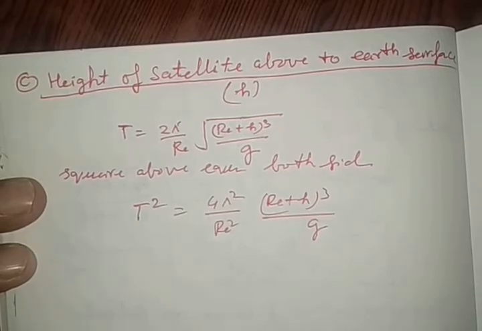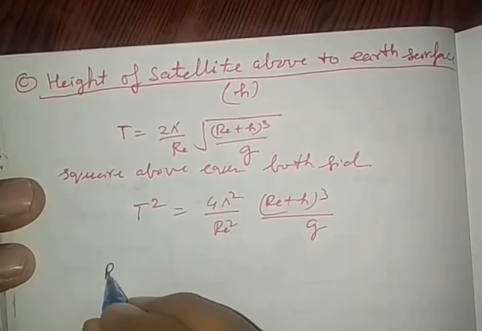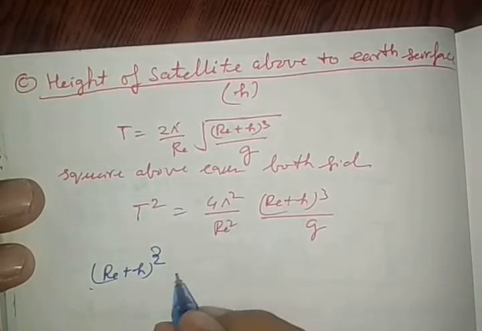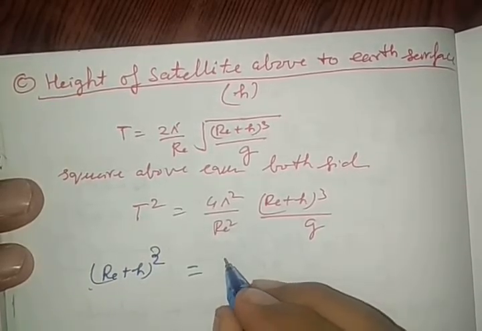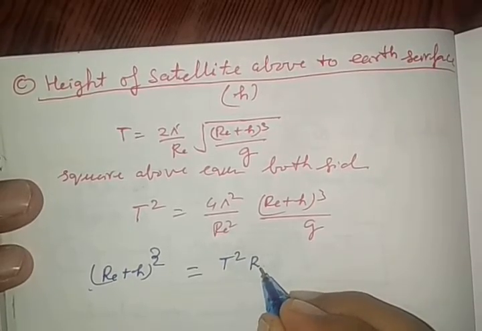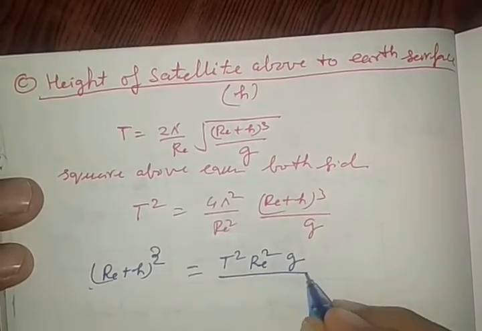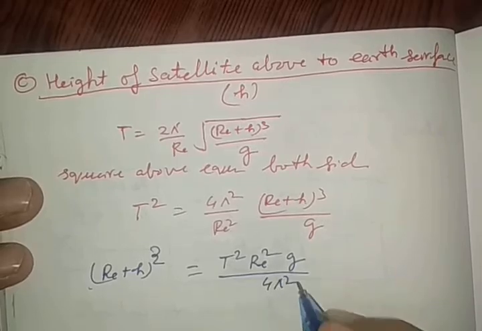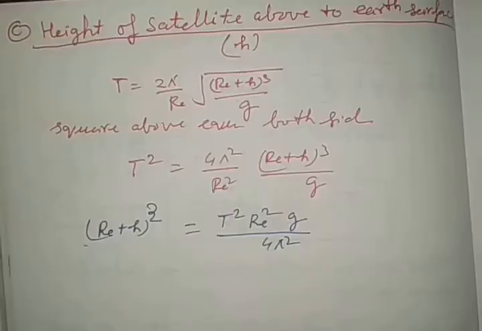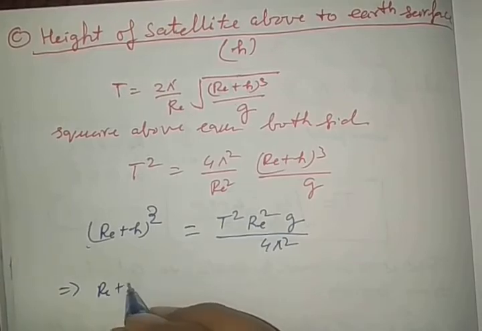By this equation, we are going to see what is the value of (Re + h) whole cube. We are going to solve for this value. It is equal to square of time period, square of radius of Earth, acceleration due to gravity by 4 pi square, right? And now solving for Re + h.